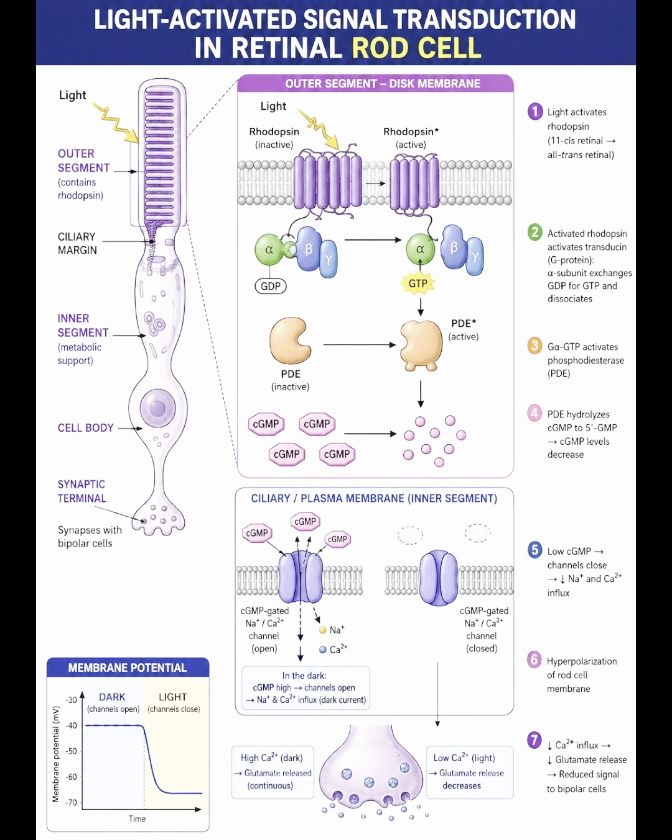Because the membrane is partially depolarized in the dark, the neurotransmitter glutamate is continuously released. Glutamate inhibits the optic nerve bipolar cells with which the rod cell synapses. By hyperpolarizing the rod cell membrane, light stops the release of glutamate, relieving inhibition of the optic nerve bipolar cells and thus sending the signal to the brain.